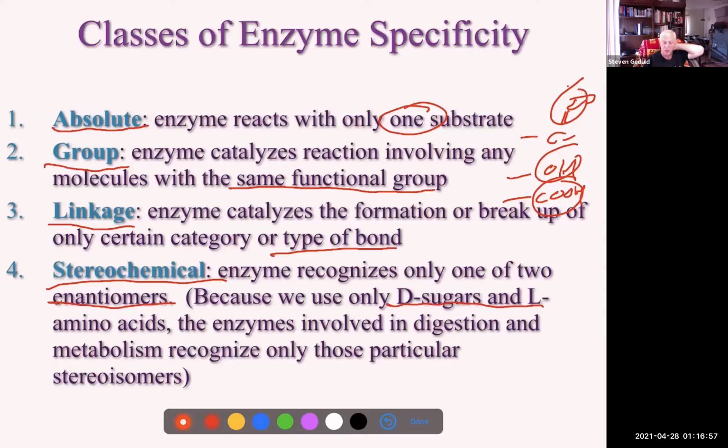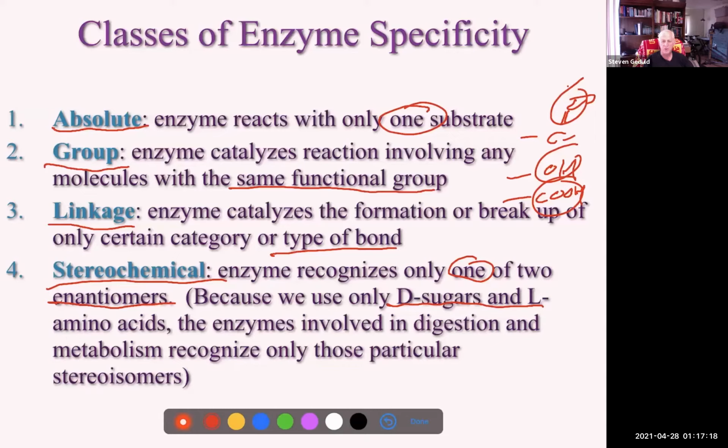It's going to catalyze only one of those two. The other enantiomer will not fit into the active site. That's a stereochemical active site, and that's the classification of that enzyme. It'll only catalyze either the D or the L shape, not both. Remember, they're non-superimposable. They're not going to line up the same way.